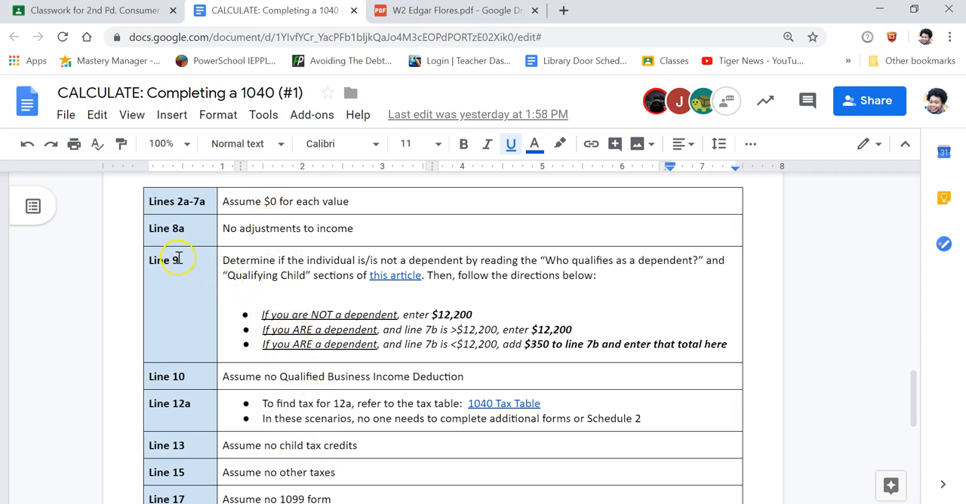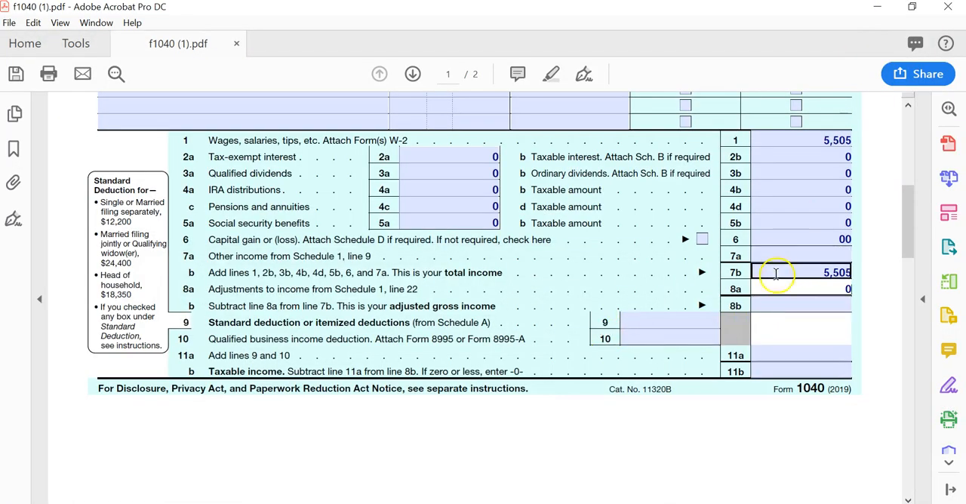Now, before I switch over to the 1040, it says on line 9, we're going to determine if the individual is or is not a dependent. We all determined that he's a dependent. So we have to see then which of these situations applies to him. The second bullet point says if you are a dependent and line 7B is greater than 12,200, enter 12,200. The third bullet says if you are a dependent and line 7B is less than 12,200, add 350 to line 7B and enter the total here. So going back to the 1040, we see that line 7B is less than 12,200.